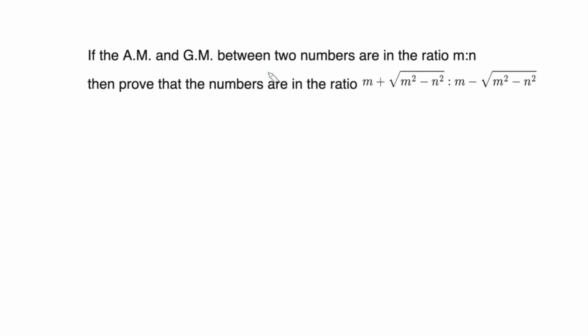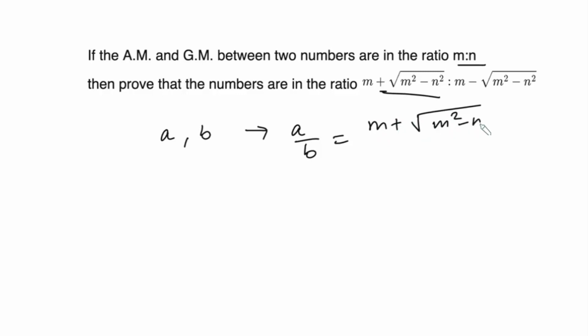If the AM and GM between two numbers are in the ratio m is to n, then prove that the numbers are in the ratio m plus square root m square minus n square is to m minus square root m square minus n square. If we assume the numbers as a and b, we are trying to prove a over b is equal to m plus square root m square minus n square over m minus square root m square minus n square. So this is what we want to prove.